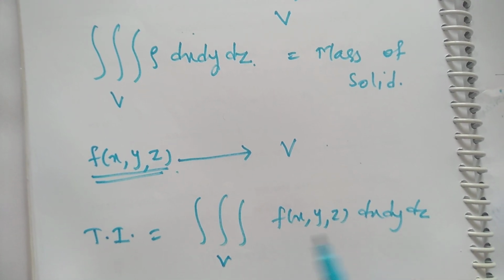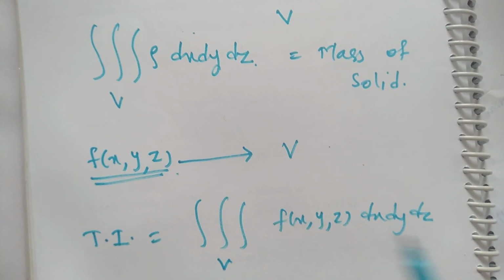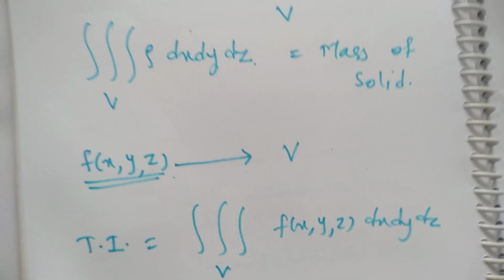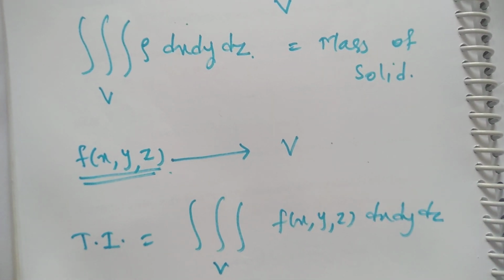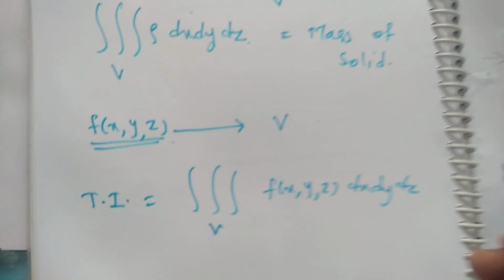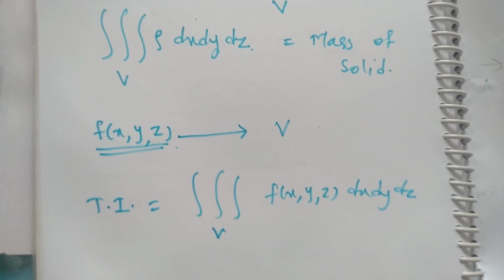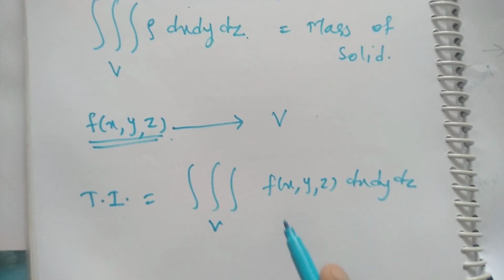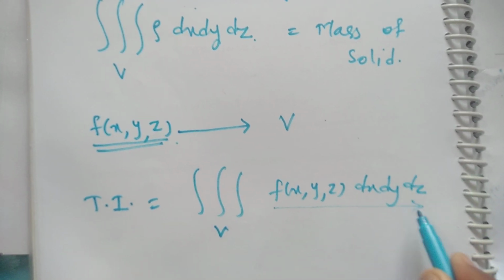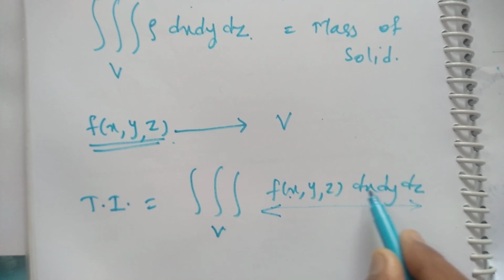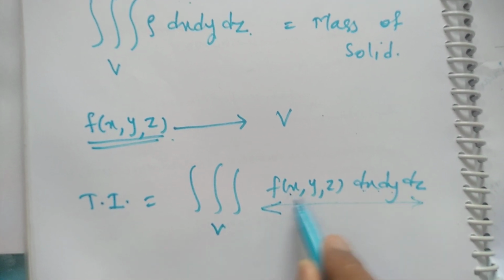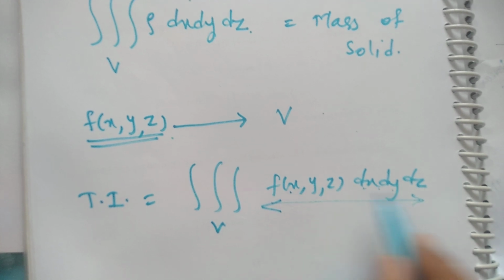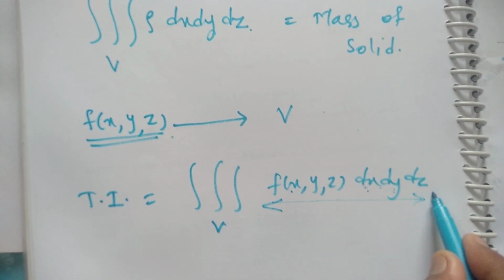Correct? So here one dimension is added in triple integration. We are extending this concept from 2 dimensions to 3 dimensions. The rest of the meaning of triple integration will remain the same. This is a product: the function multiplied by the change in x, change in y. You are finding the value of the product for small changes in x, y, z.